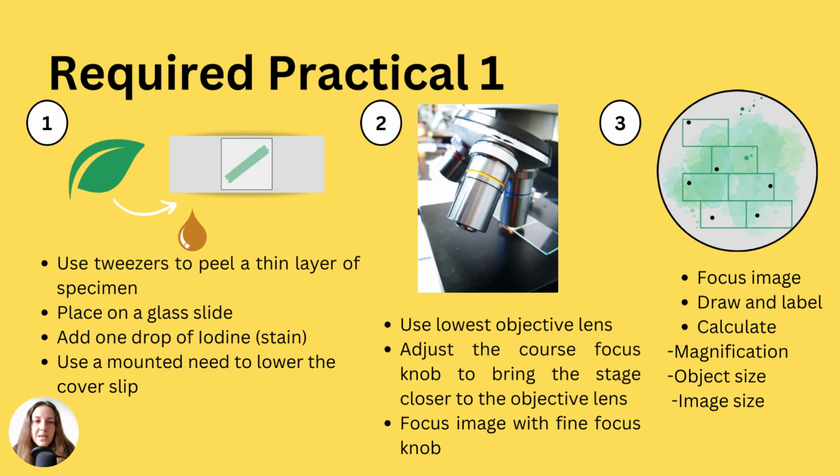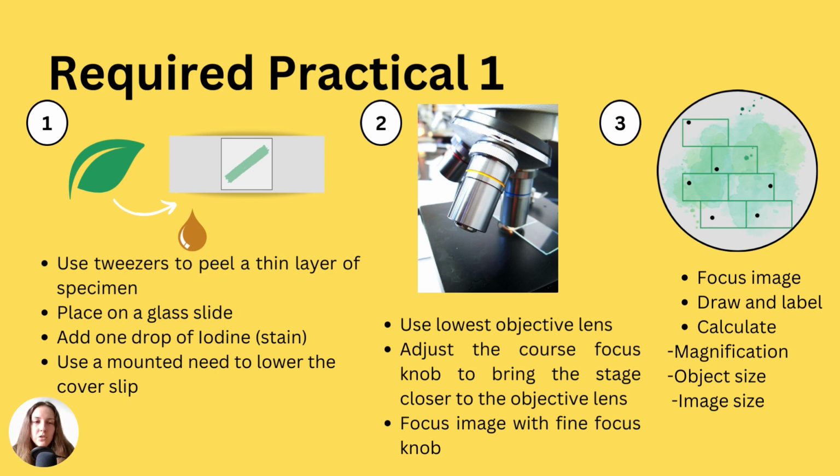You then place this specimen onto a glass slide, and it has to be a clean slide without any fingerprints on so the image is nice and clear. You then want to add some stain so you can see the organelles very clearly. The stain could be iodine, for example, but there are others that you could use.